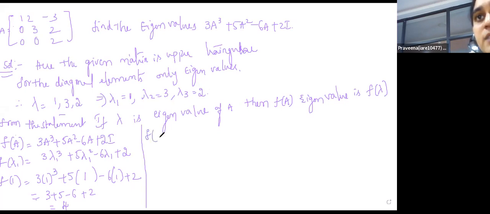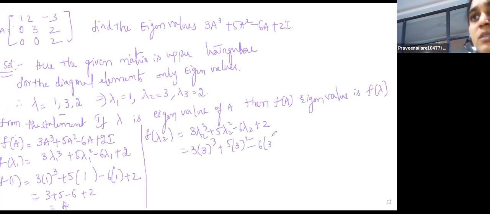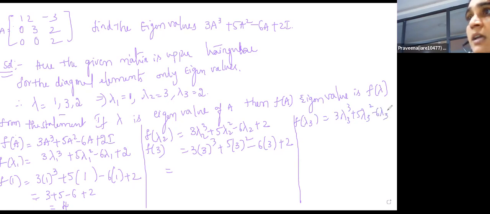Similarly, find the next eigenvalue for the given polynomial, that is 3 into lambda 2 cube plus 5 into lambda 2 square minus 6 into lambda 2 plus 2. That is 3 into 3 cube plus 5 into 3 square minus 6 into 3 plus 2. Just simplify and tell me the final answer for the second eigenvalue. And similarly, substitute the third eigenvalue: f of lambda 3 is 3 lambda 3 cube plus 5 into lambda 3 square minus 6 into lambda 3 plus 2.